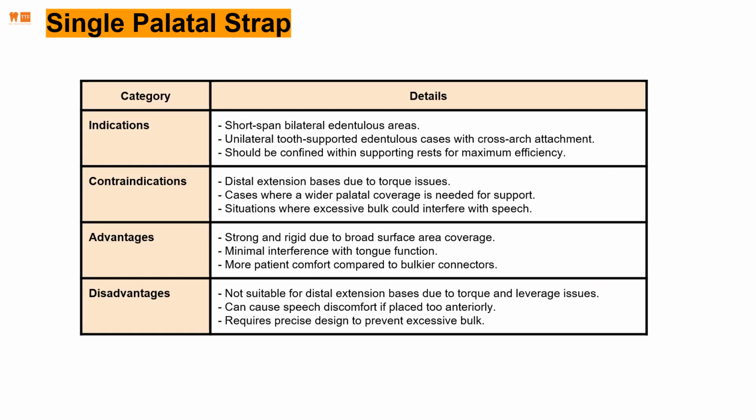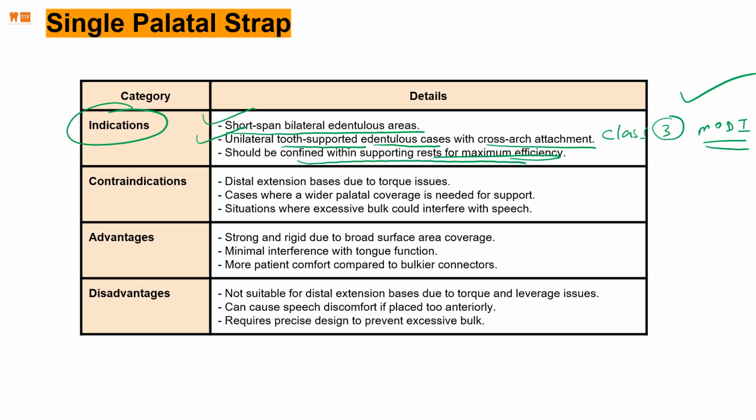So, indications. Let's talk about some indications of single palatal straps. Short span bilateral, short span. Unilateral tooth supported, that's a class 3. Right? With cross arch attachment, class 3 mod 1. So we're just trying to jog our brains back to the previous lecture as well. Should be confined within supporting rest for maximum efficiency. Contraindications. Distal extension cannot be used. Therefore, anything that is tissue supported, we cannot use it.